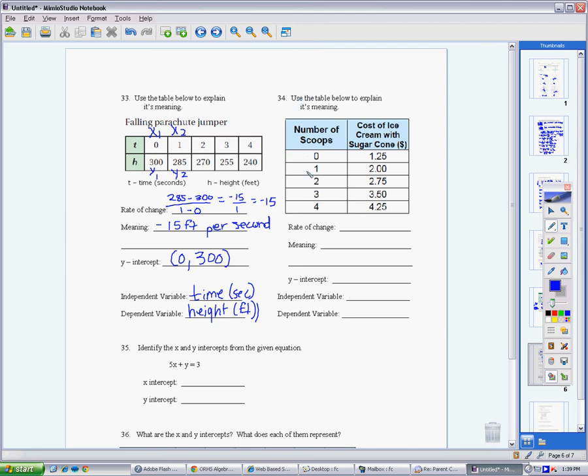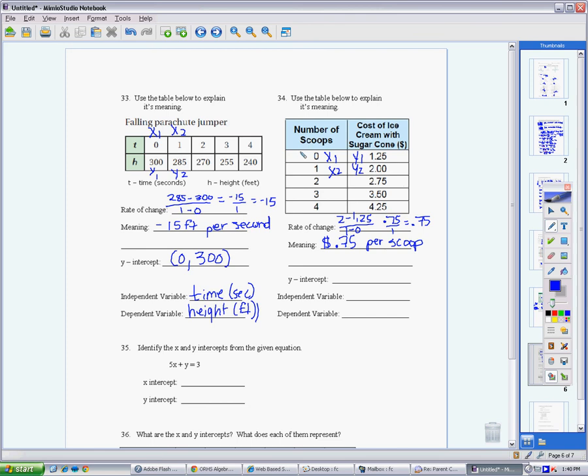34. Rate of change. Again, I'm going to take x1, y1, x2, y2. And that's going to give me 2 minus 1.25 over 1 minus 0. And that gives me 75 over 1, or just .75. Meaning, that means I'm being charged 75 cents per scoop.